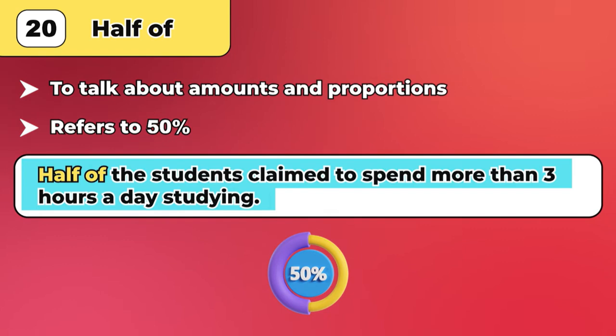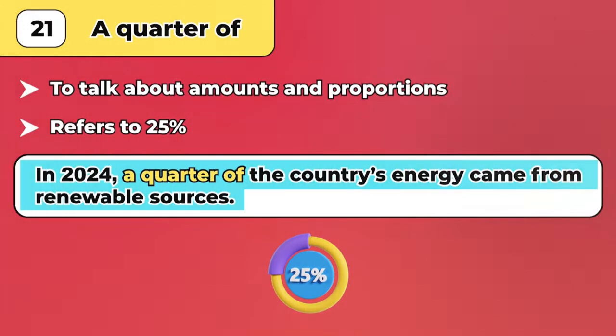Next, let's check out half of. This is great to talk about amounts and proportions. It refers to 50%. For example, half of the students claim to spend more than 3 hours a day studying. Similarly, a quarter of is useful for referring to proportions. It refers to 25%. For example, in 2024, a quarter of the country's energy came from renewable sources.